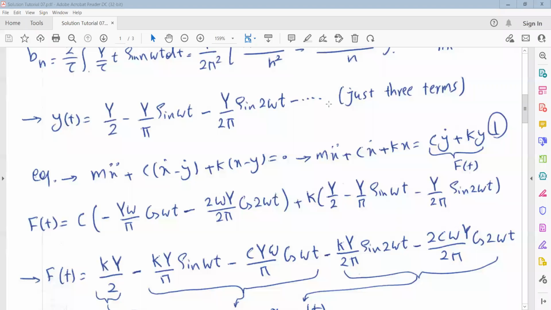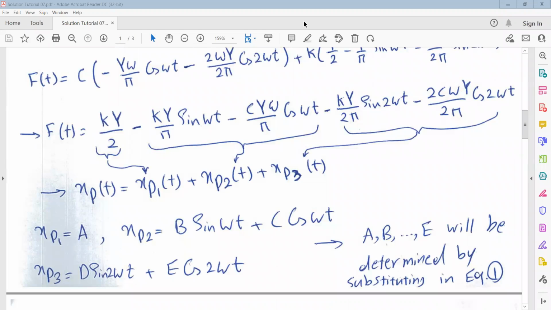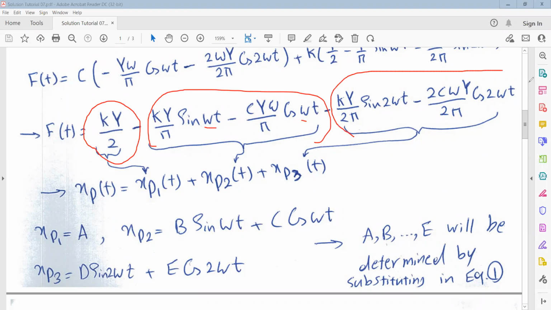Now we can collect these non-homogeneous terms for different frequencies, and we will have three different parts. The first part is a constant part, the second part is a harmonic with frequency omega, and the third part is a harmonic with frequency 2 omega. Now the particular response is equal to the particular response for the first part, xp1, plus the particular response for the second part, plus the particular response for the third part. So xp(t) includes three particular responses. For the first part, which is a constant value, xp1 is a constant value.